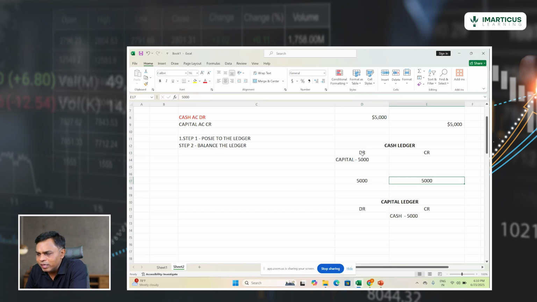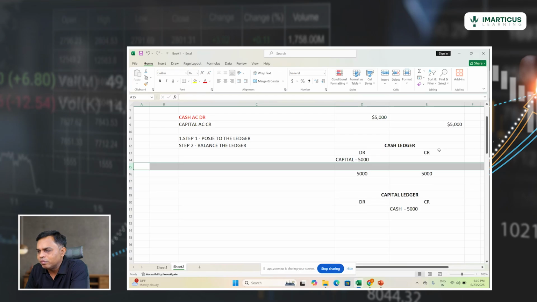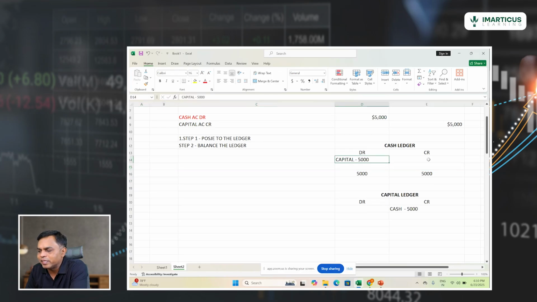Now if you see, one side of the ledger is not balancing, meaning it is less. Which side is less? We have a debit balance, but the credit side is lesser. So I say balance brought down, and it is 5,000. Now your ledger on both sides is balancing. This is what we call balancing the ledger.